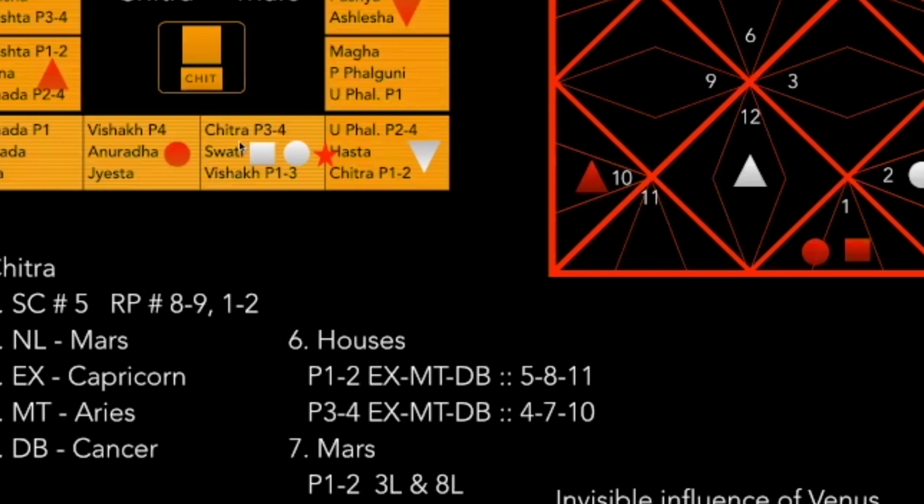But I've noticed with Chitra, and I'm just looking at all these houses that are highlighted, there can be some kind of iron fist. Like the person can be a little... The iron fist. You said iron fist, right? So it's like Mars is having the iron. Right. I was just looking at this.